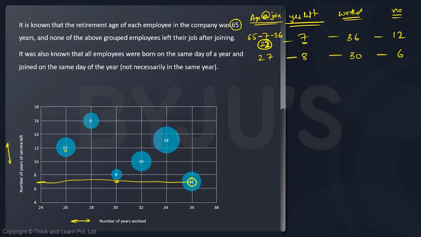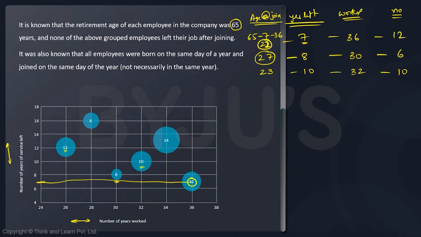Okay. So similarly, we go to the third bubble, which is 10. So if I take these 10 people, they worked for 32 years and they have 10 more years left. So what is the age when they join? So when they join, the total should be 65 minus 10 minus 32. So that should be a total of 23 years. So they joined when they were 23 years old.